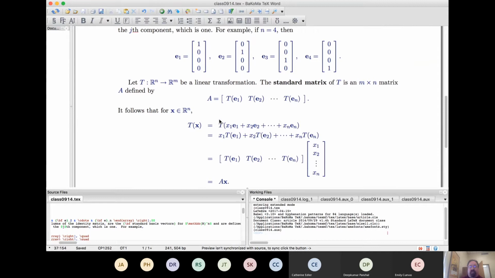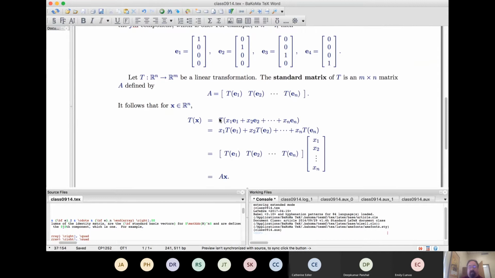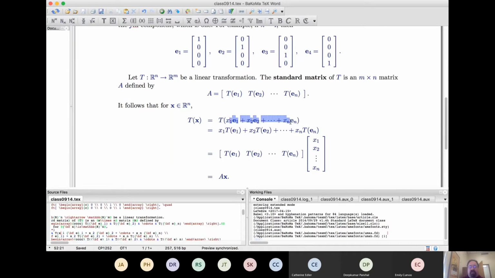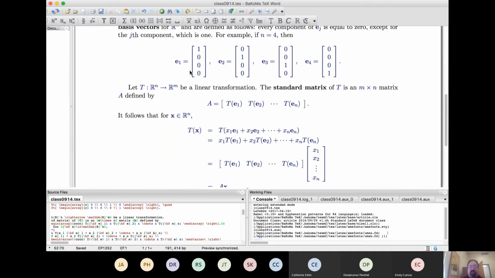And the reason why this matrix is useful is, suppose I'm applying this transformation to some vector x. Now, I can describe x in terms of these standard basis vectors. If you look at this example here, if I have any vector x1, x2, x3, x4, it's x1 in the first position plus x2 in the second position, and so on. So I can write it this way. Any vector in n-dimensional space can be broken down as a linear combination of the standard basis vectors.